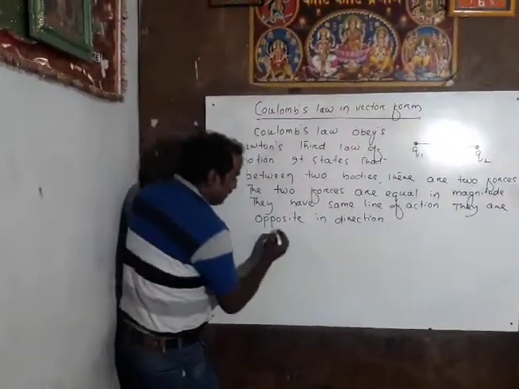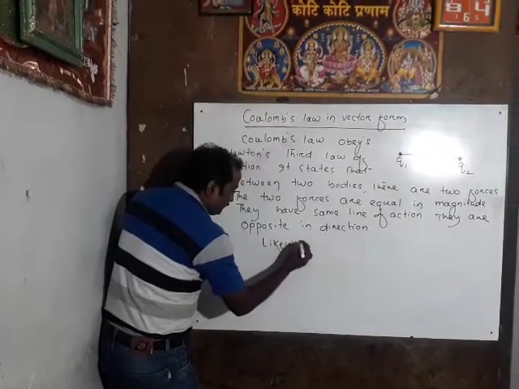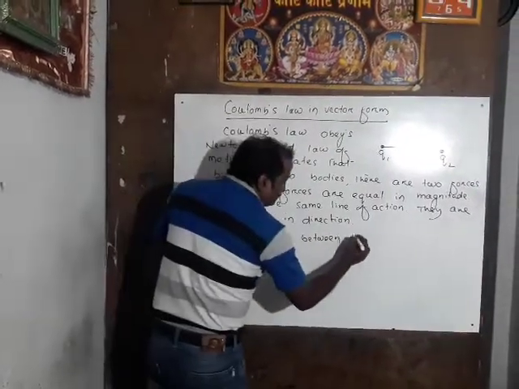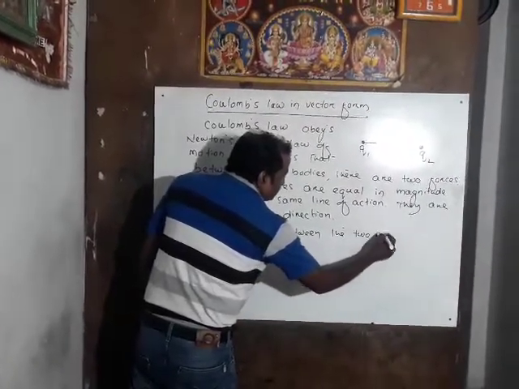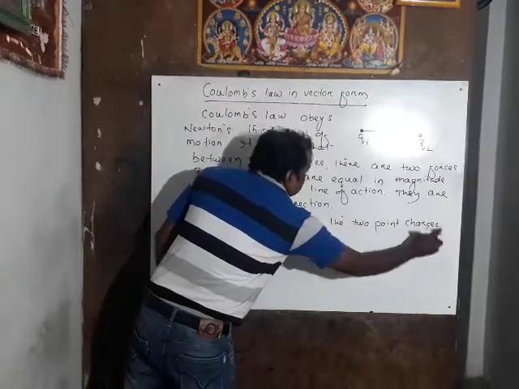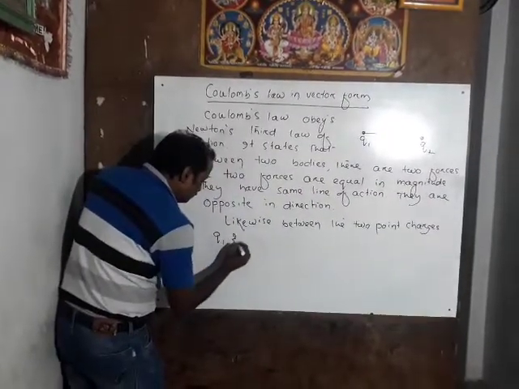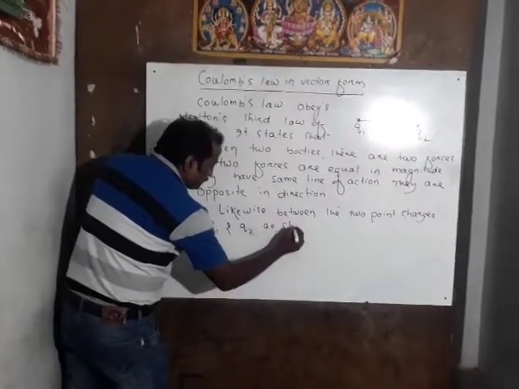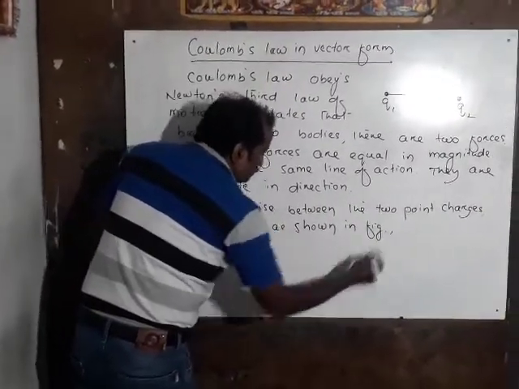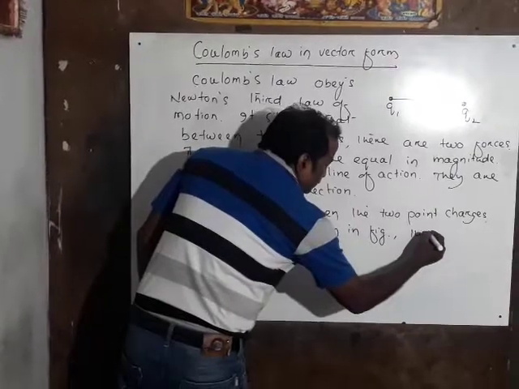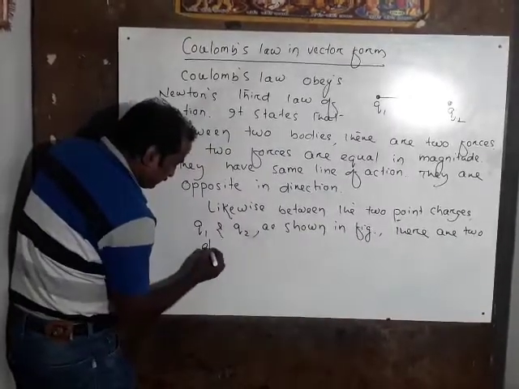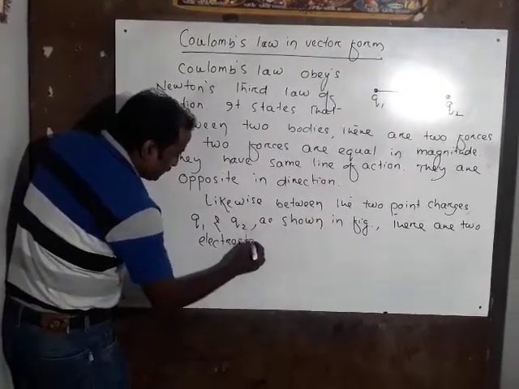So likewise, between the two point charges Q1 and Q2, as shown in the figure, there are two electric forces, or in other words, electrostatic forces.